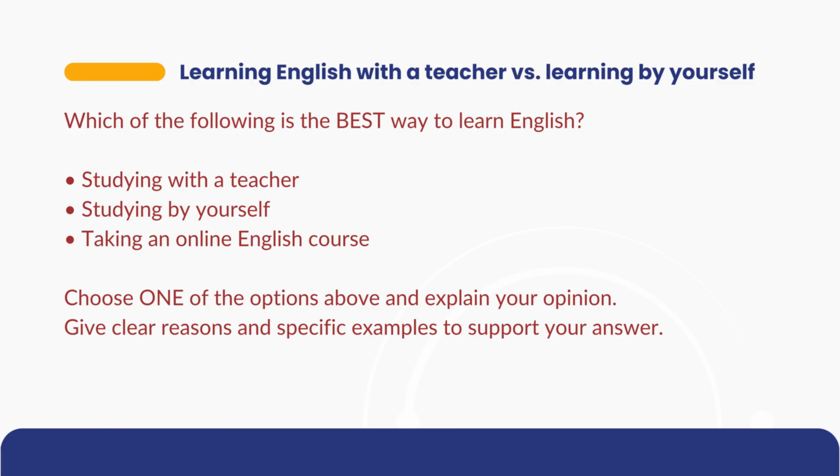Begin speaking now. I think studying with a teacher is the best way to learn English. One reason is that a teacher can explain grammar, vocabulary, and pronunciation clearly, so students can understand difficult points more easily. When people study alone, they may repeat mistakes without noticing them. Another reason is that a teacher can give immediate feedback and correct errors right away. For example, if a student mispronounces a word or uses the wrong verb tense, the teacher can help them fix it and improve faster. This is especially important for speaking and listening skills.